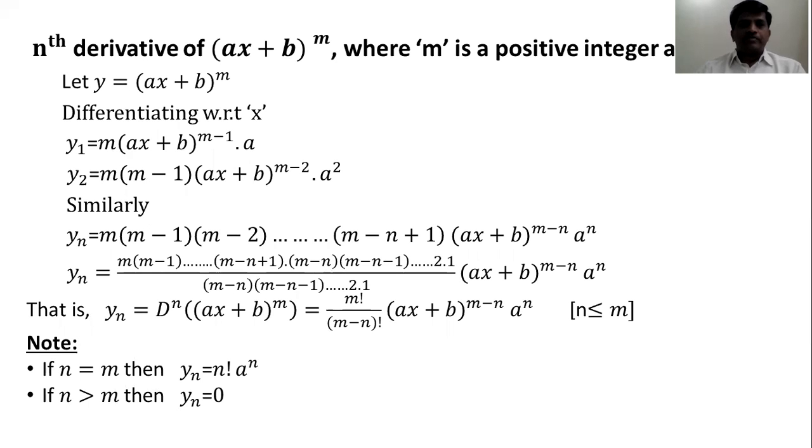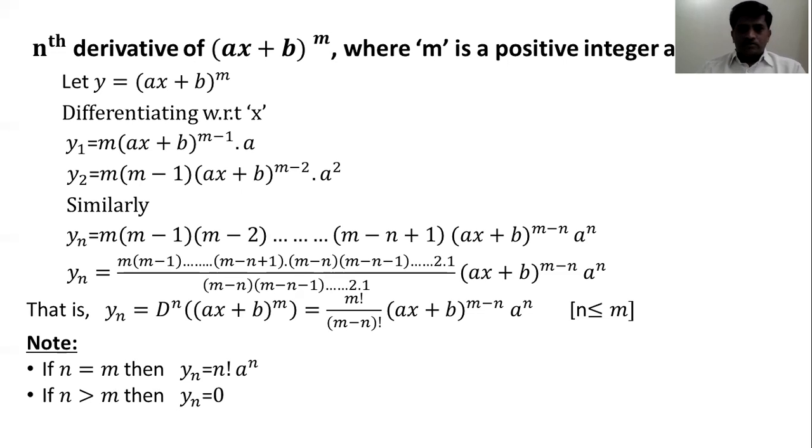One more nth derivative formula for ax plus b power m, where m is a positive integer. Let y is equal to ax plus b power m. Differentiating with respect to x, y becomes y1, ax plus b power m differentiation is m into ax plus b power m minus 1, within that b is 0, x differentiation is 1 into a.